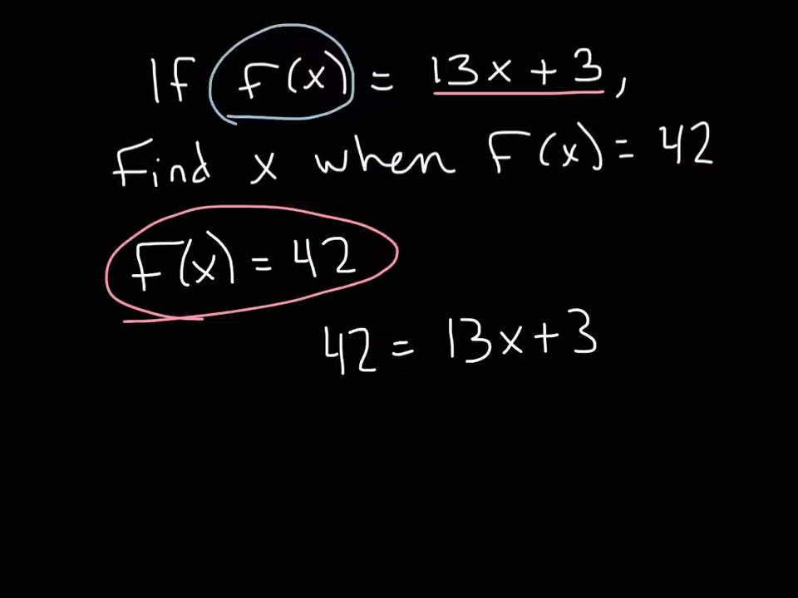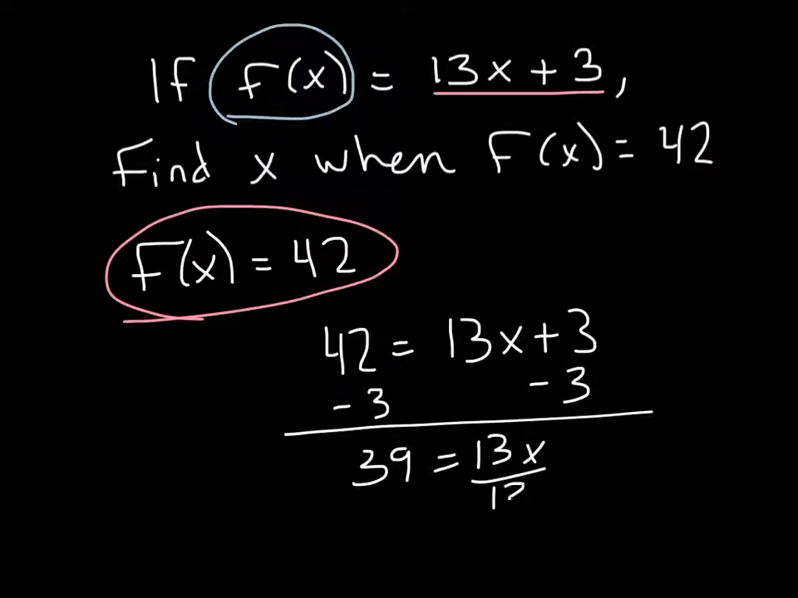So let's see. We're going to subtract 3 from both sides, so we're going to get 39 equals 13x. Divide both sides by 13. I'm running out of room, so I'll write it off to the side. So x then must equal 3, because 39 divided by 13 is 3.